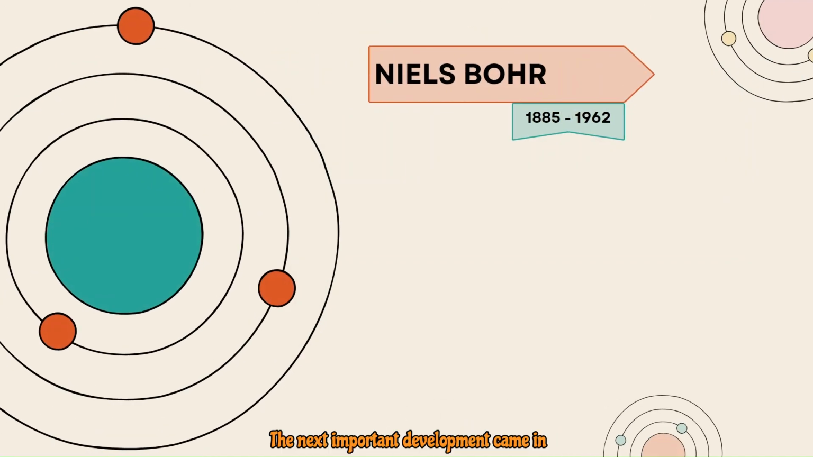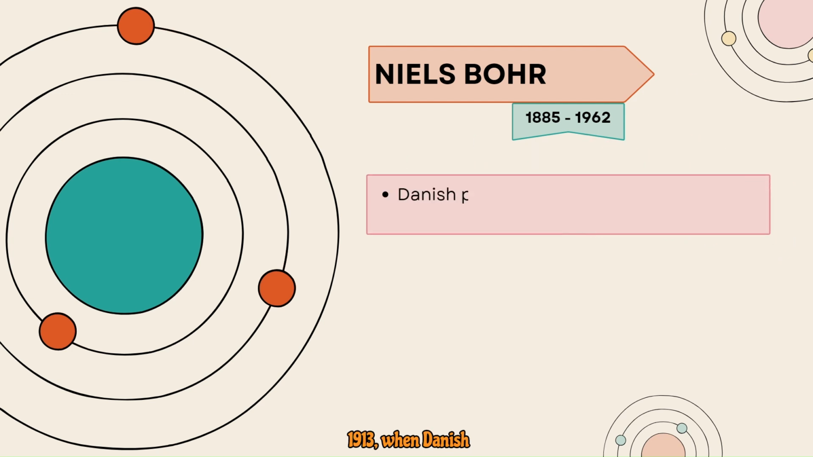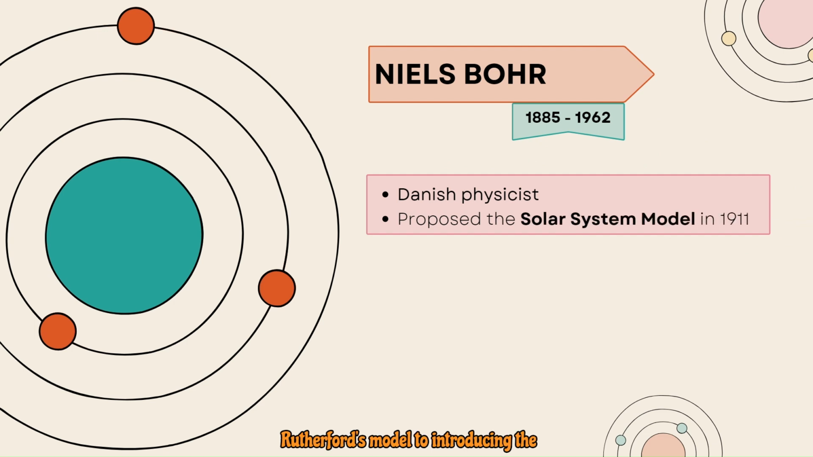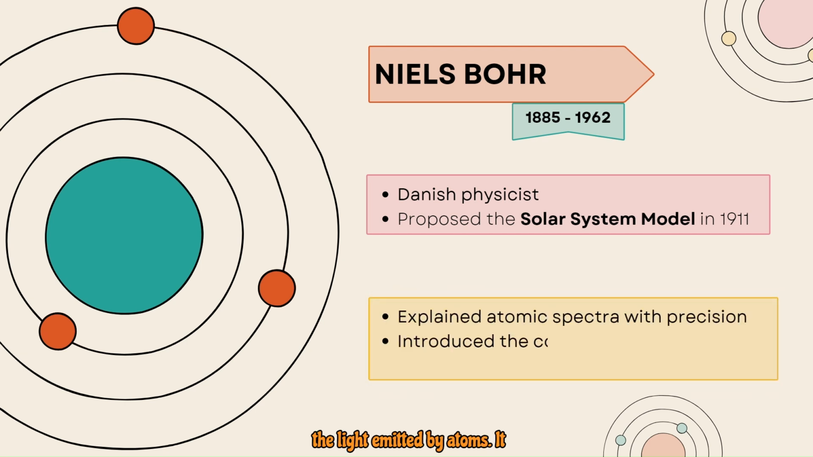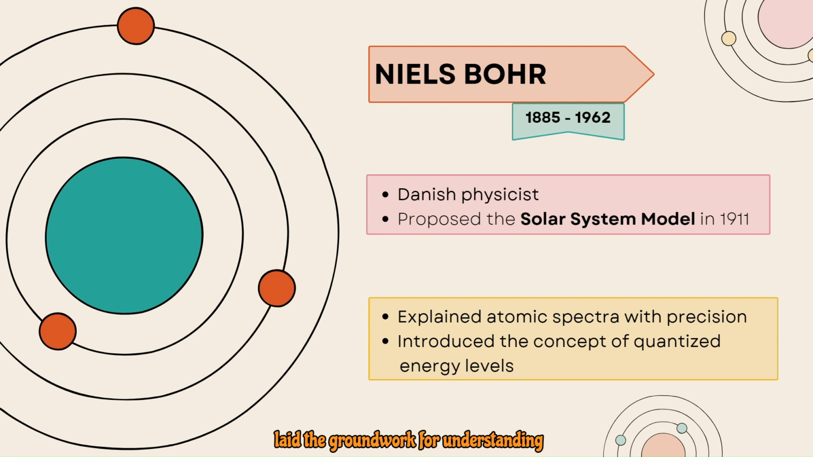The next important development came in 1913, when Danish physicist Niels Bohr refined Rutherford's model by introducing the idea of energy levels. Bohr's model explained many aspects of atomic behavior, particularly the light emitted by atoms. It laid the groundwork for understanding atomic spectra and quantum theory.